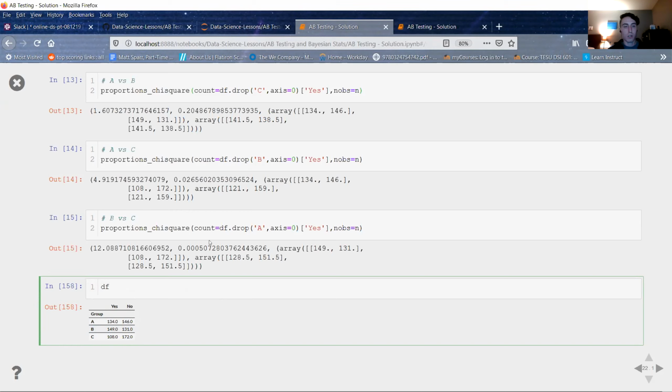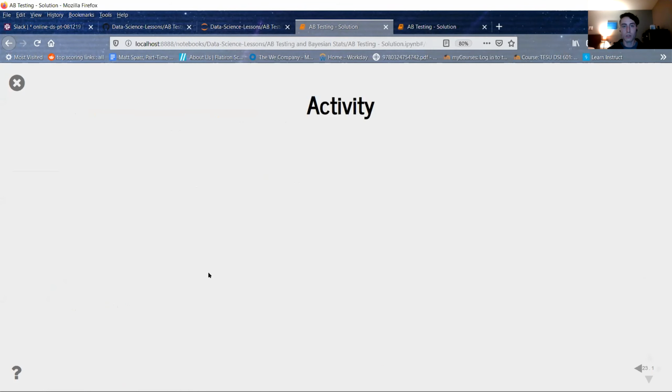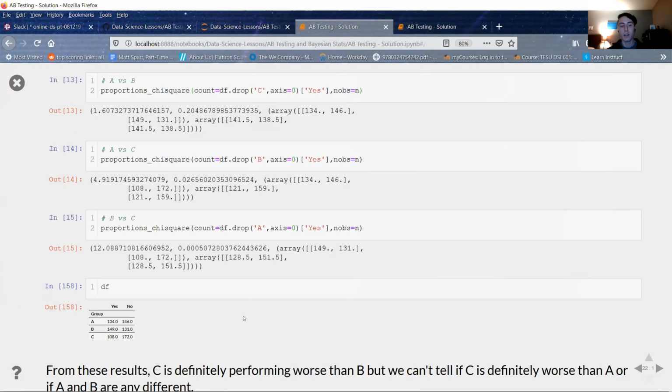So from this, we saw that we only got significant results for B versus C. So from this, we can say that C is definitely worse than B, but we can't actually say whether C is different from A or if A and B are different. So what would be suggested from that then, if you're working for this company, is that if you had to drop one of them, you could drop C, but really you should probably investigate the relationship between A and C some more, because there's still a chance that A and C are the same.